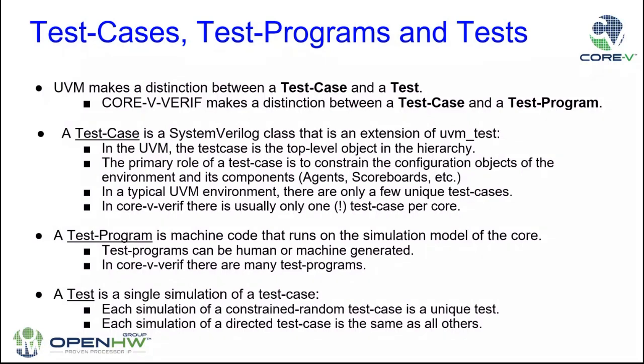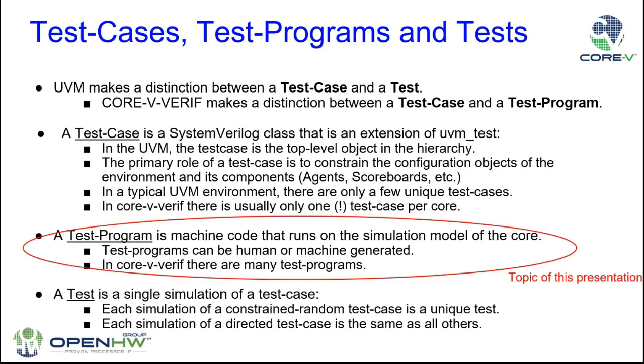Okay, so this is going to be a mouthful. Test cases, test programs, and tests. You probably already know that UVM makes a distinction between a test case and a test. A test case is a UVM class, and a test is just running that class to produce a specific simulation with specific solutions to the random variables.